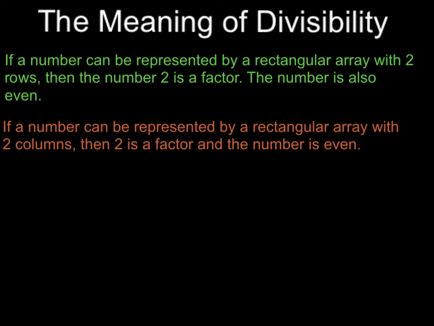Suppose a number cannot be represented by an array with 2 rows or 2 columns. For instance, why can't 3 be represented by an array with 2 rows? If you said that 3 is an odd number, then you are correct. 3 is not divisible by 2. 2 is not a factor of 3.